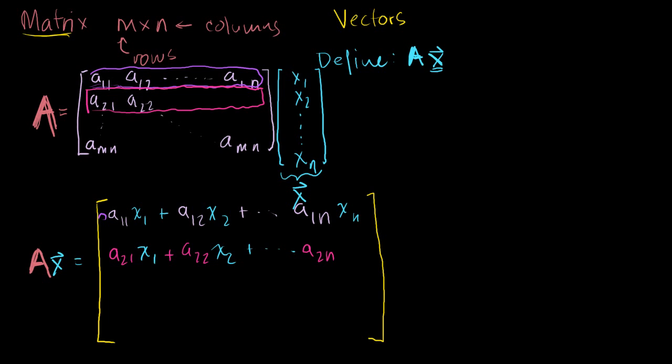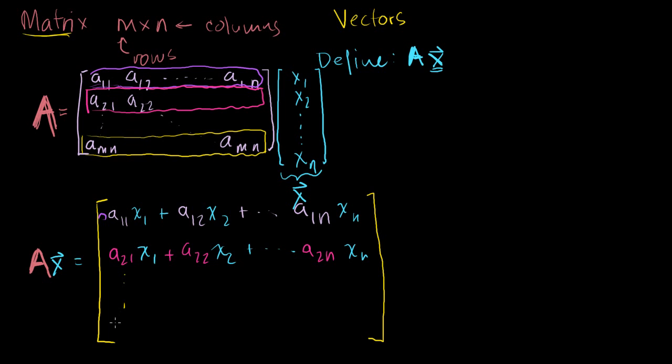A2n times xn. So we multiplied this entire row times that entire column, this term times that term plus this term plus this term, all the way down to plus this last term times that last term.